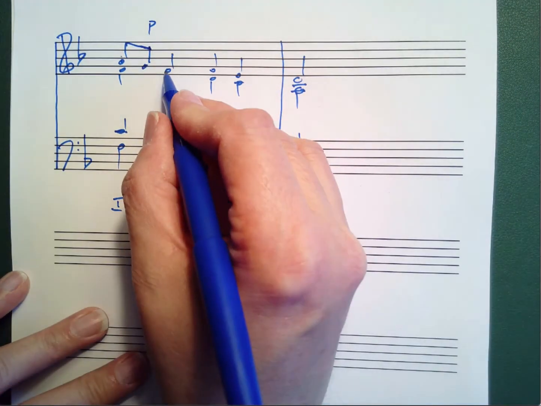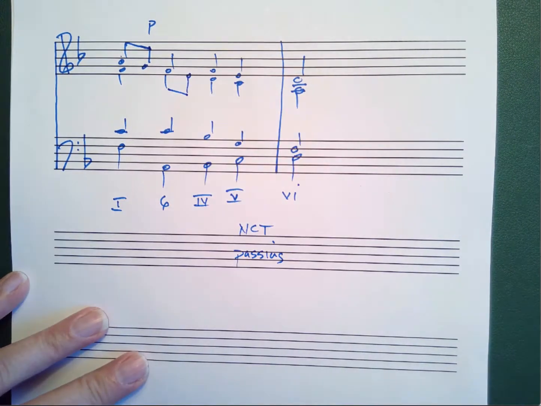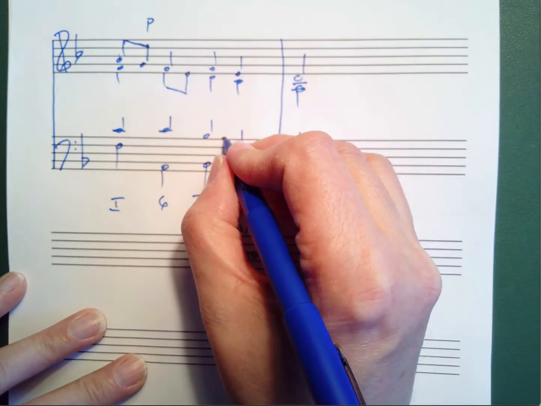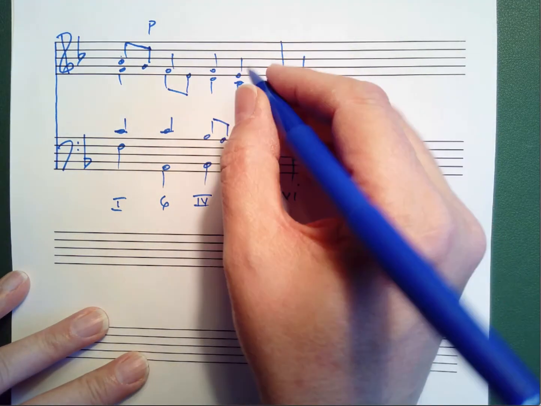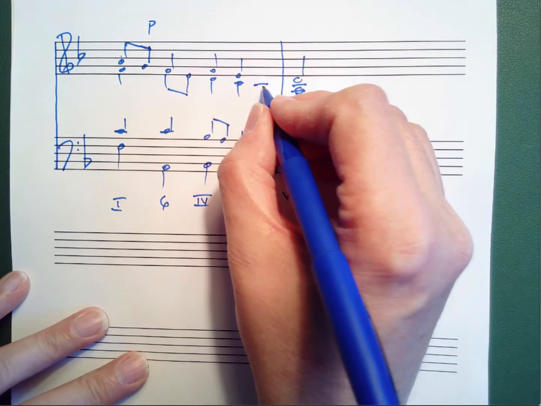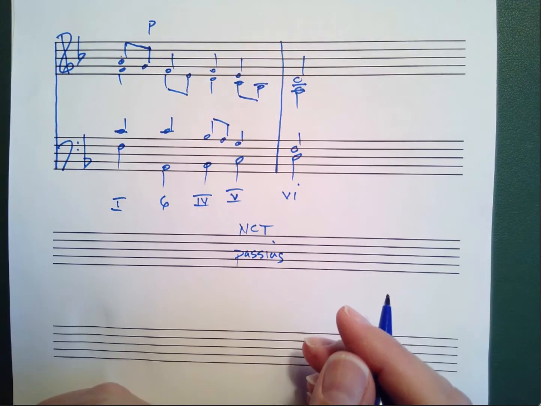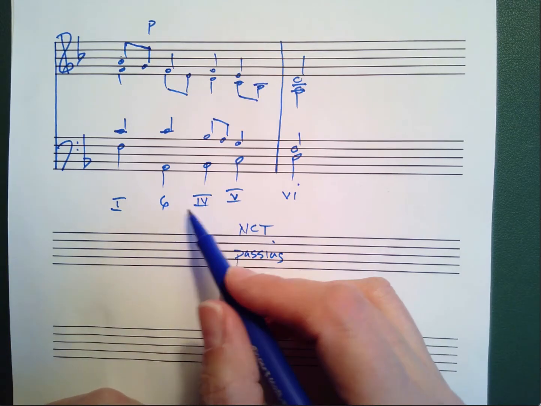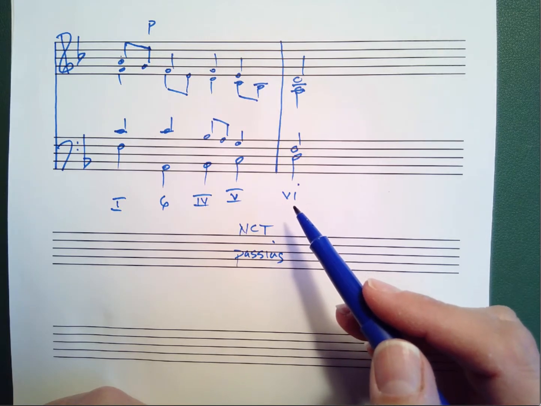Here we have F down to D in the alto. That's a passing note. Here we have B flat to G in the tenor as a passing note. And here we have C down to A, passing note in the alto. So I've inserted passing notes. That smooths out the voice leading quite a bit.